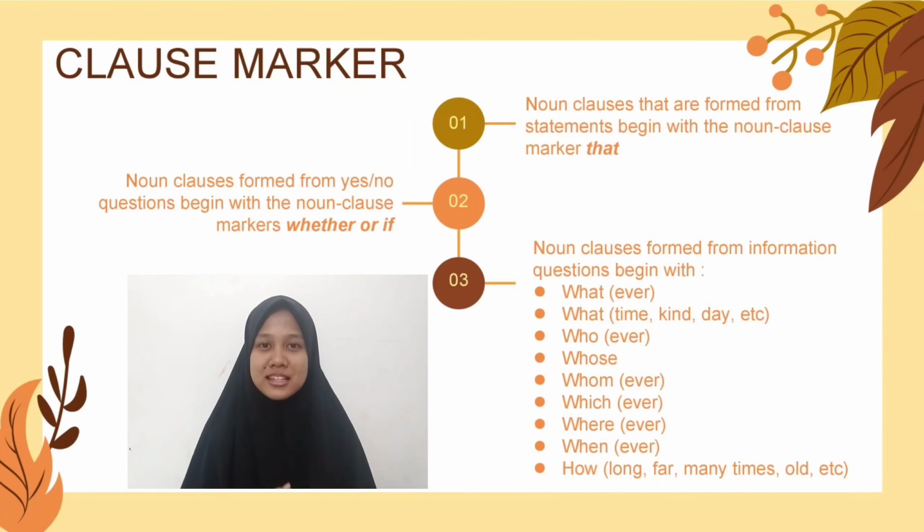Hello, my name is Tyas. After my friend explained about the definition of noun clause, we know that noun clause can appear anywhere in a sentence. The question is, how do we find a noun clause in a sentence, or how do we distinguish between a noun clause and not a noun clause? Noun clause almost always starts with a noun clause marker. Therefore, if we want to find a noun clause in a sentence, we have to look for a noun clause marker.